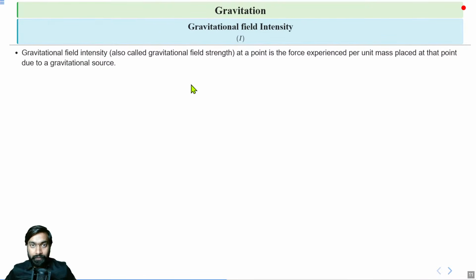Next concept is gravitational field intensity. Any doubt here? Yes or no? Tell me if you have any doubt.